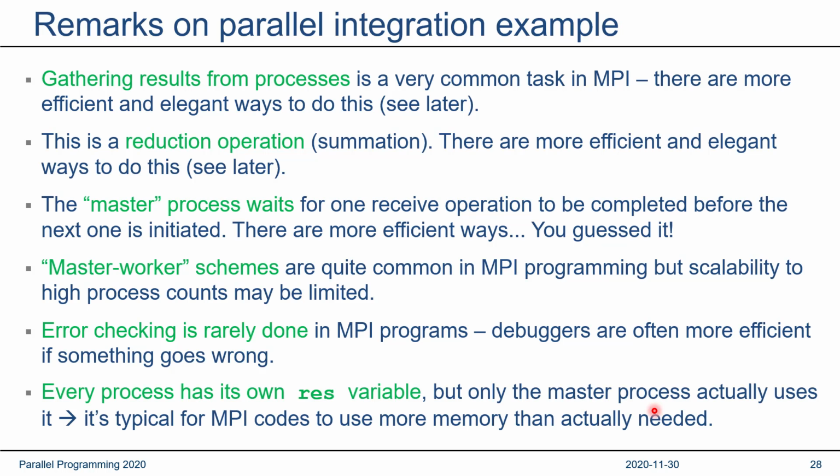And finally, in our program, every process had its own result variable, but only the master process actually uses it. So this is very typical for MPI codes. This means that n-1 processes actually instantiate the result variable, but only one uses it. In this case, it's only 8 bytes, so it's not an issue, but this may be a problem in more complicated codes where only a small part of the MPI communicator actually uses some part of the data, and this has to be taken care of if it occurs. So lots of things to learn, lots of things to do. We'll see about all of them.